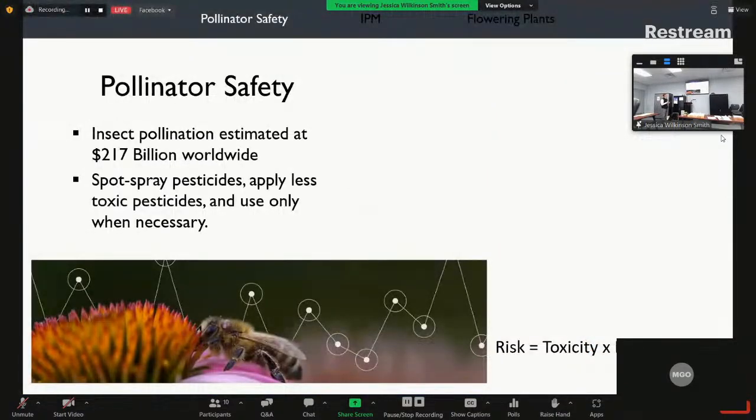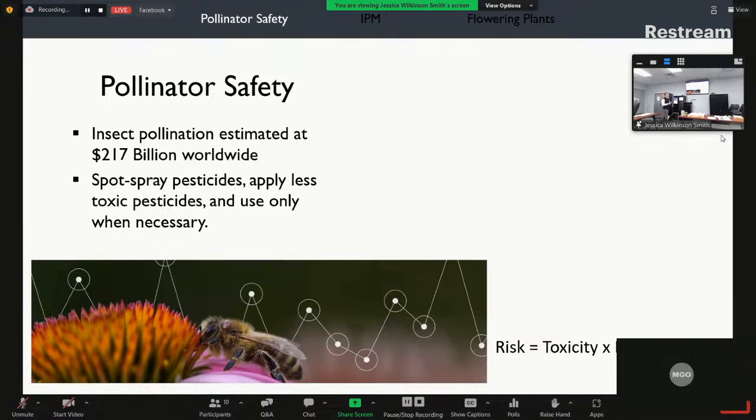So pollinator safety is all about minimizing the risk. And so what is risk? It is toxicity times exposure. Exposure is maybe what time of day we're spraying. If we're spraying at the sun's highest peak, that is generally when bees are going to be foraging. Now, if we can think about spraying in the evening or right at sunset, that would be a better time to expose fewer of our pollinators.